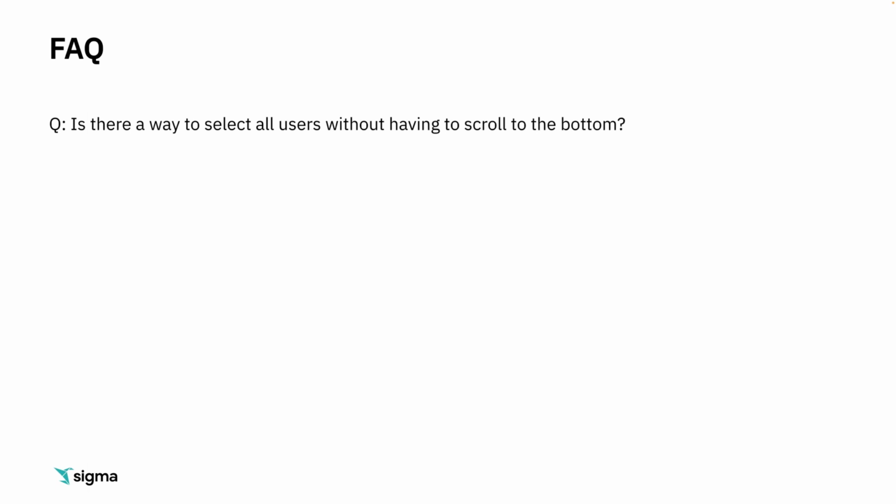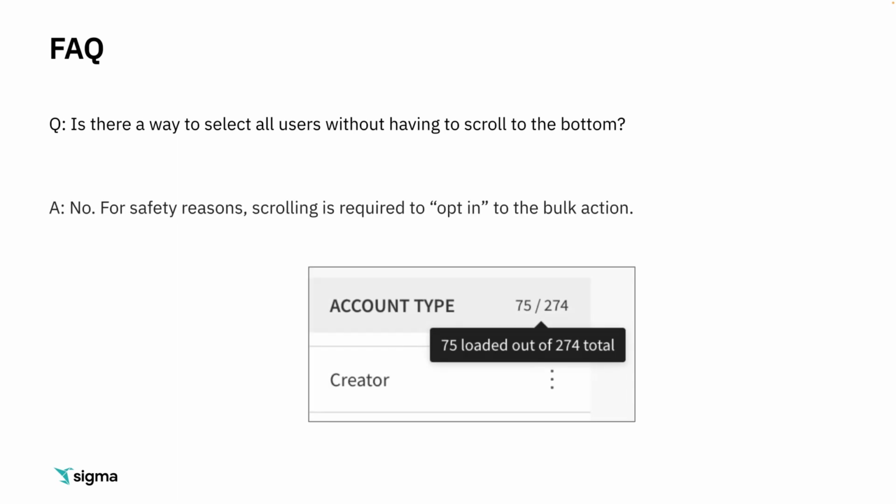So one question you may be asking yourself is, why do I have to scroll to the bottom? Is there a way I can just select all these users without having to scroll to the bottom? So this is actually very intentional. We did this for safety reasons because we don't want to make it too easy to deactivate everyone or to reassign everyone's account type. So the scrolling is a fairly small amount of work, and it basically is a way for us to do an opt-in to make sure that the administrator is very intentional about what they're trying to do there.